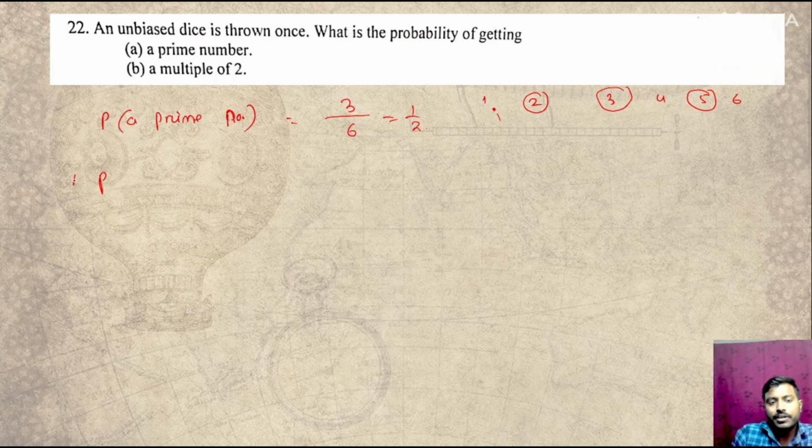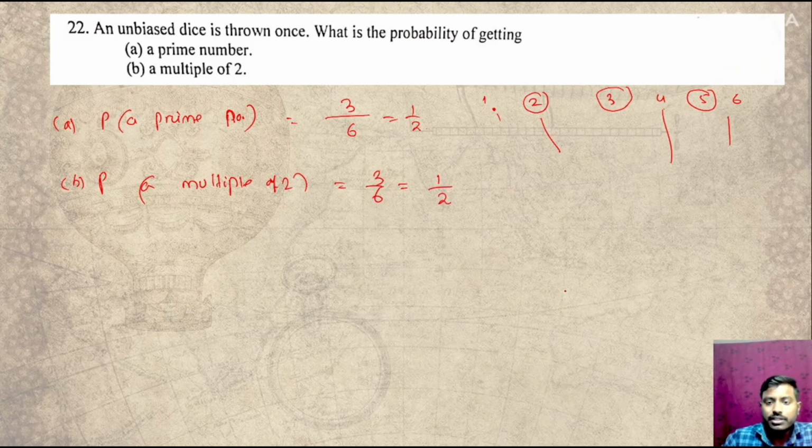Now find B. Find the probability of a multiple of 2. Find the multiples of 2: this 1, 2, 3. It is also 3. Then 3 by 6 is equal to 1 by 2. Clear? Next question.